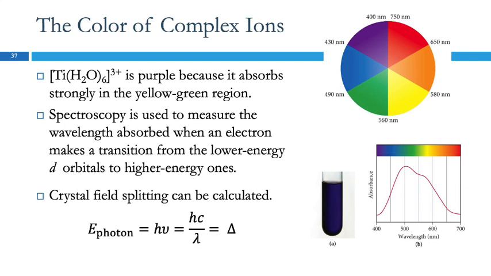So the color that we see ends up being a complementary color. So here we have a solution of hexaaquatitanium(III). It's going to be purple because it's absorbing on the other side of the color wheel. So when these colors are absorbed, then we see the colors on the other side.